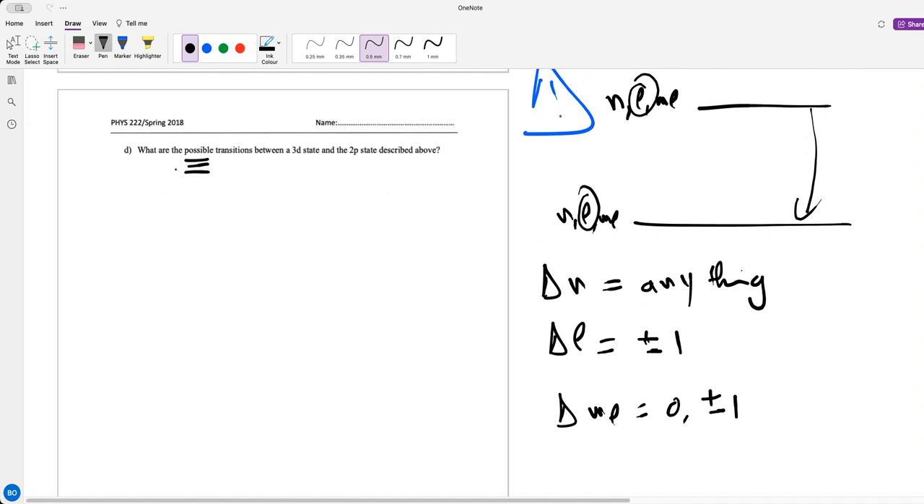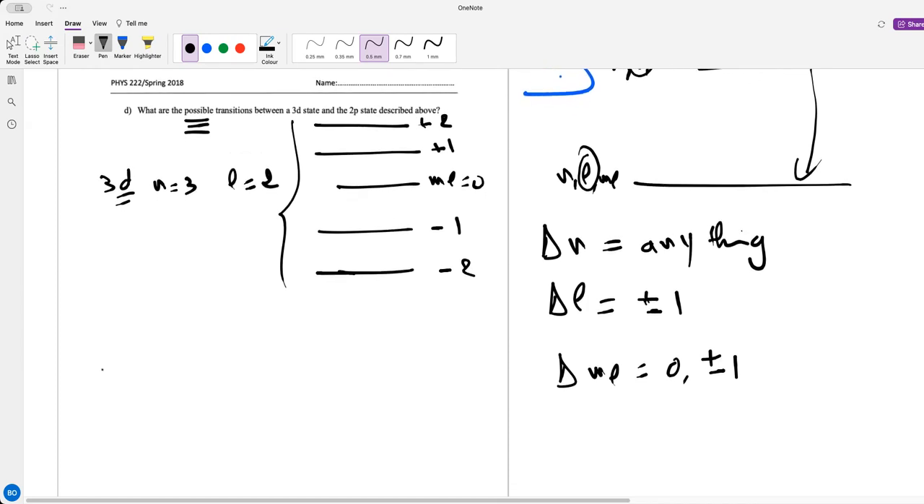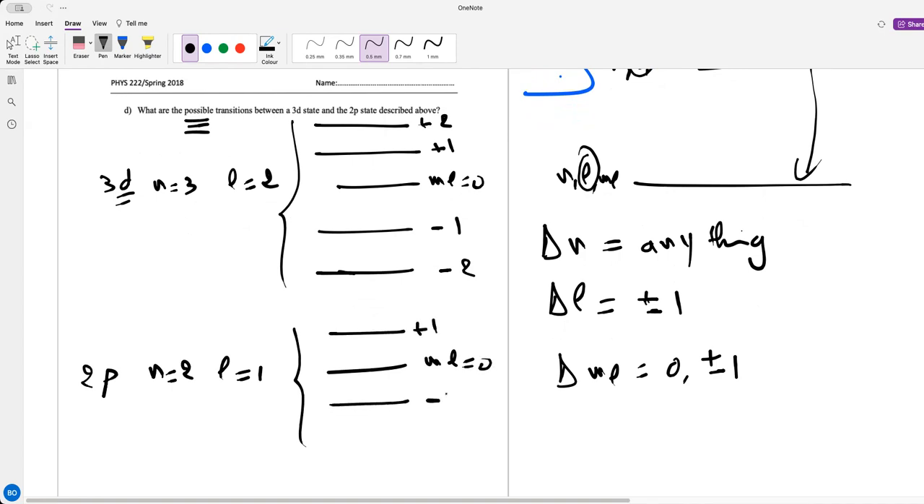What are the possible transitions between a 3D state and a 2P state? This is how I would answer this question. What is a 3D? 3D means n equal 3 and L equal 2, right? So for L equal 2, I have ML equal 0, plus 1, plus 2, minus 1, and minus 2. This is the 3D state. What is the 2P state? 2P state means n equal 2, L equal 1. So if L equal 1, this means ML equal 0, plus 1, and minus 1.